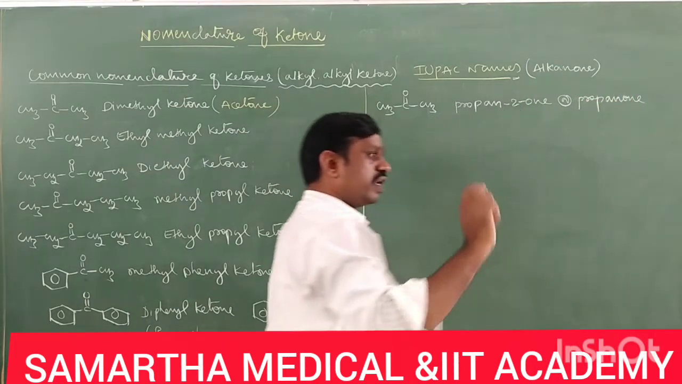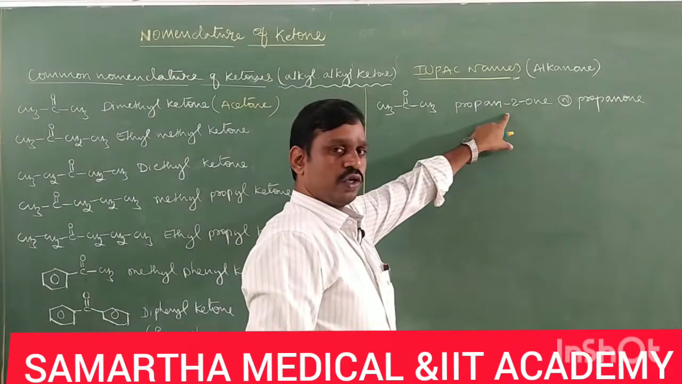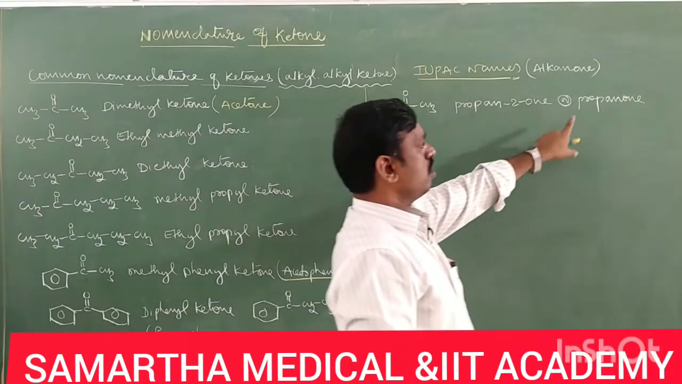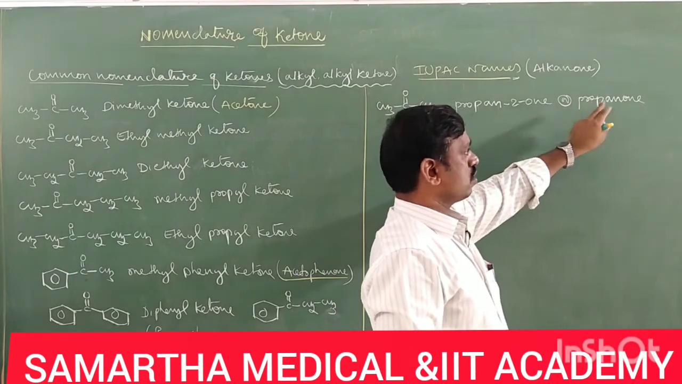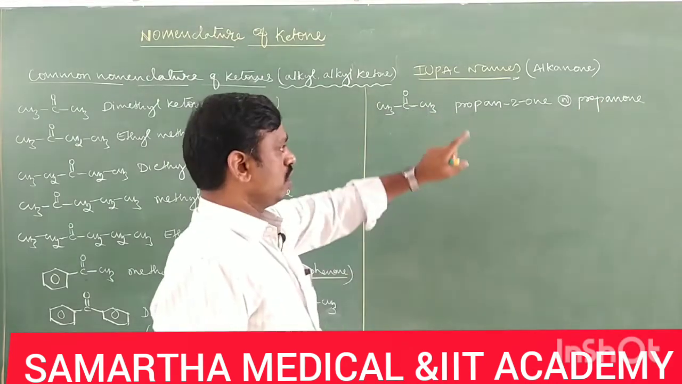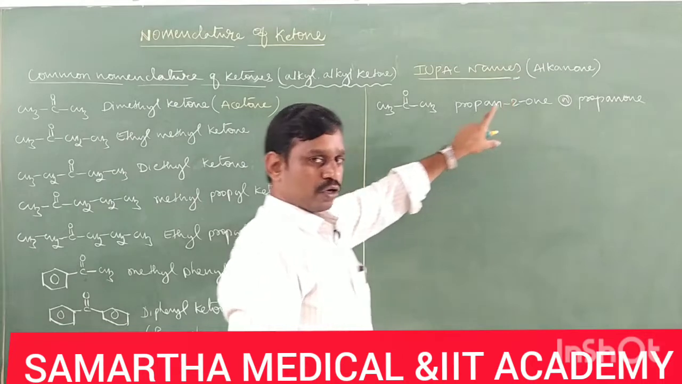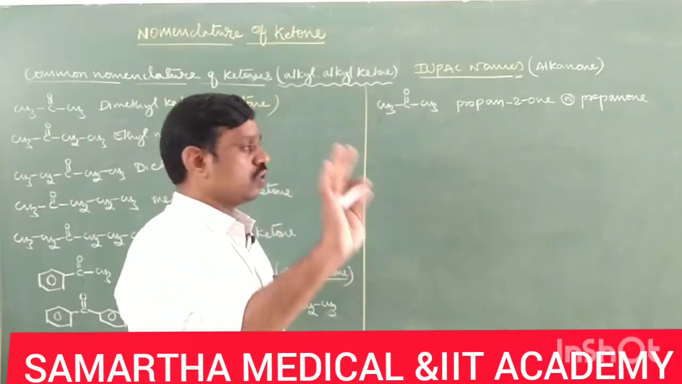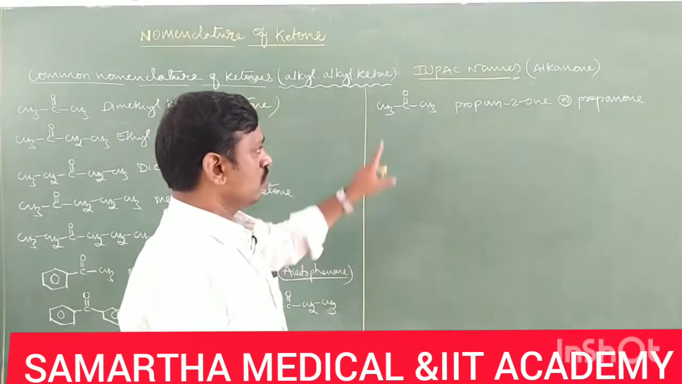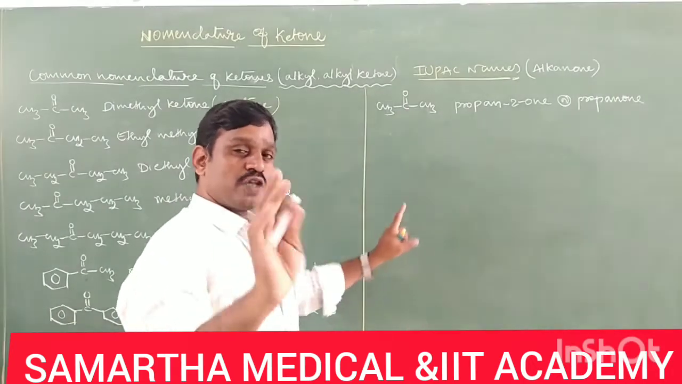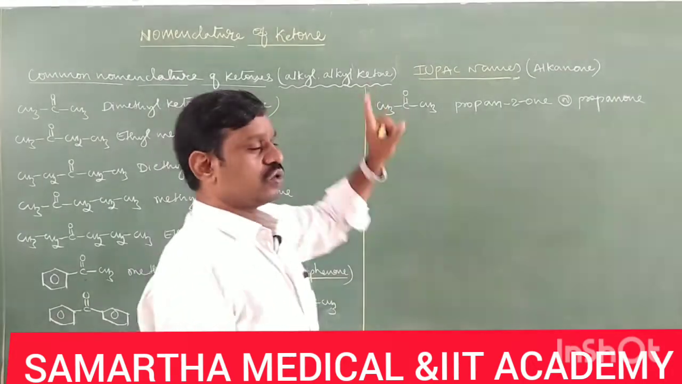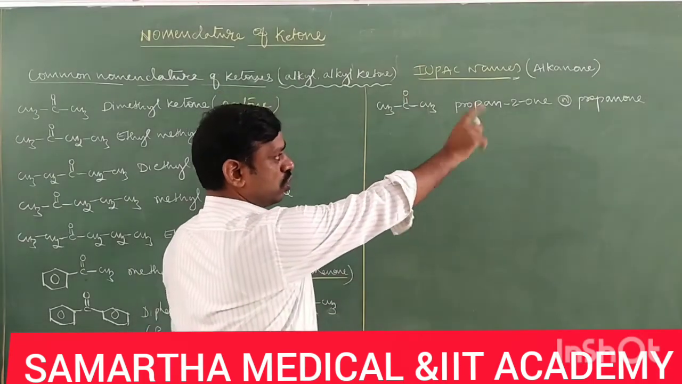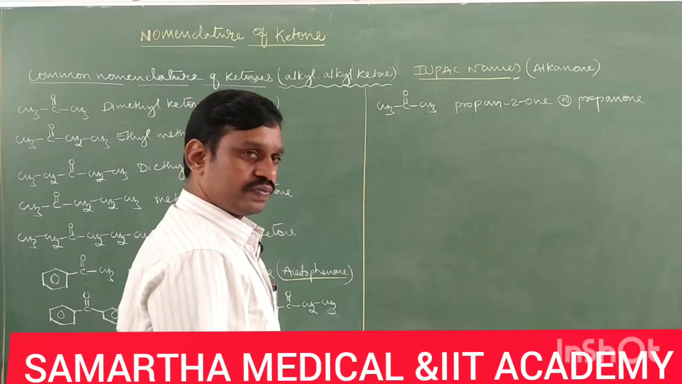If somebody writes propane-2-one, you cannot say it is wrong. This is also right, and the more commonly written name is propanone. Here 2 is not required, because propanone is always 2-one. 1-propanone or 3-propanone is not possible. Always 2-propanone is possible. Therefore it is propane-2-one or propanone.